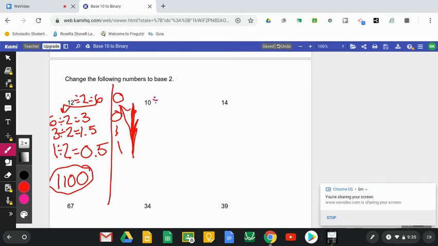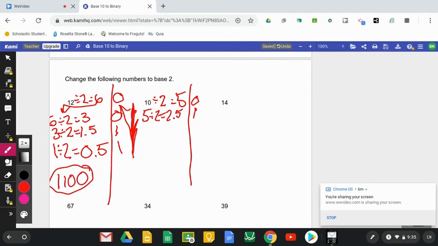All right, next one. 10 divided by 2. That's 5. So what am I putting here, a 1 or a 0? You should have told me a 0 because there's no decimal. I bring the 5 down, divide that by 2. 2.5. What am I putting here now, a 1 or a 0? You should have told me a 1 because there is that decimal spot.